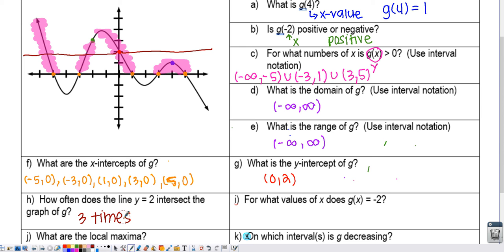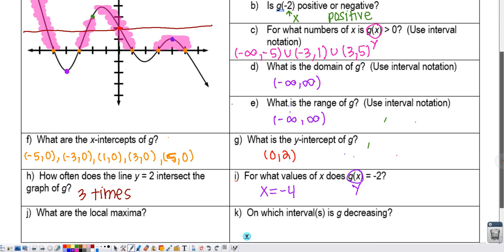All right. For what values of x does g of x equal -2? So remember, I'm going to have to go to purple because I don't really have these colors. g of x just means y when it's all together. So y equals -2. So where is y -2? Well, like down here. So what x value? That would be x equals -4.